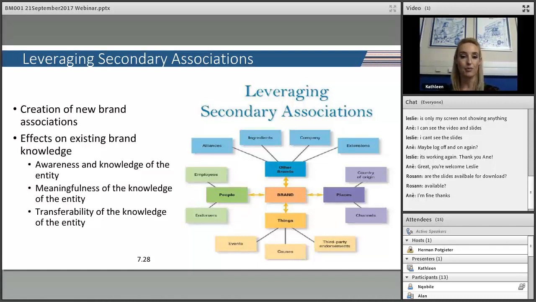So the first thing that we can do with our brand is attach our brand to other brands. So we can form alliances, we can use ingredient branding, we can use our parent company, and generally your parent company has a broader appeal and is seen as being a bigger brand in scope, and people have a little bit more knowledge about it. And we can also then use brand extensions.